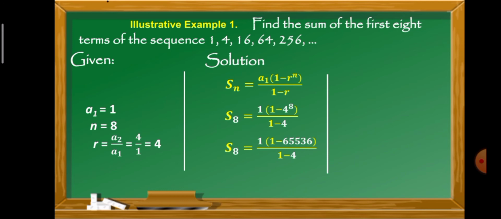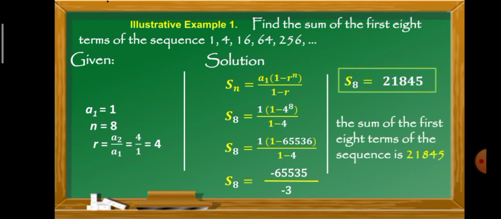Okay? Then, copy na lang yung ibang given values. Pagkatapos nyan, 1 minus 65,536 times 1 is equal to negative 65,535, and 1 minus 4 is equal to negative 3. Then simplify natin. So S sub 8 equals 21,845, or the sum of the first 8 terms of the sequence is 21,845.